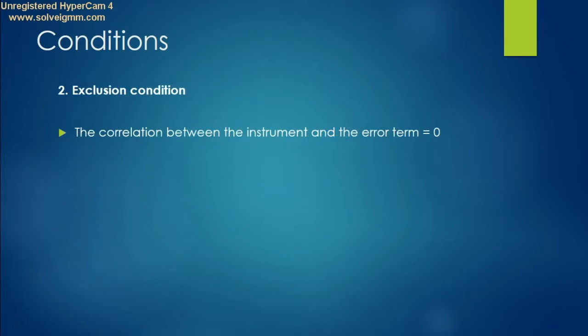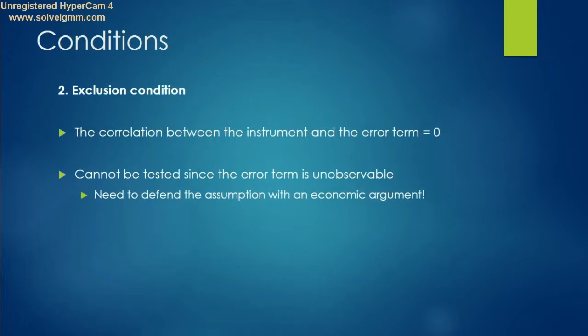The exclusion condition, for its part, requires the correlation between the instrument and the error term to be zero. Unfortunately, it is not testable, due to the fact that the error term is unobservable. The assumption, therefore, needs to be defended from an economic point of view. Concerning our example, this is what the author did.